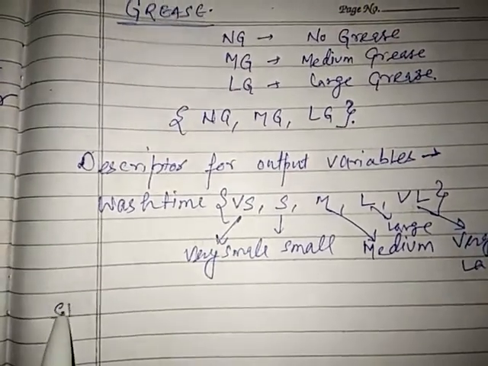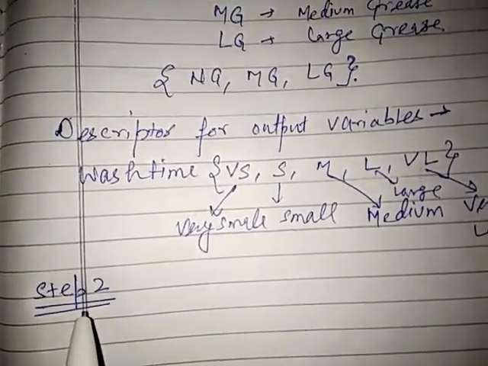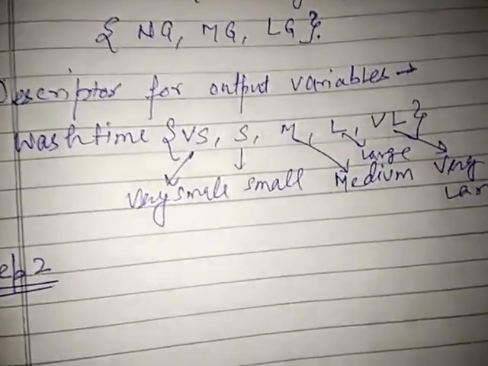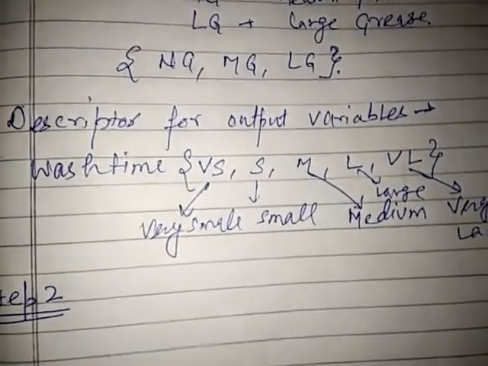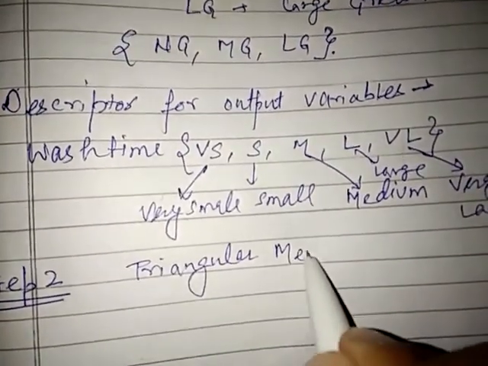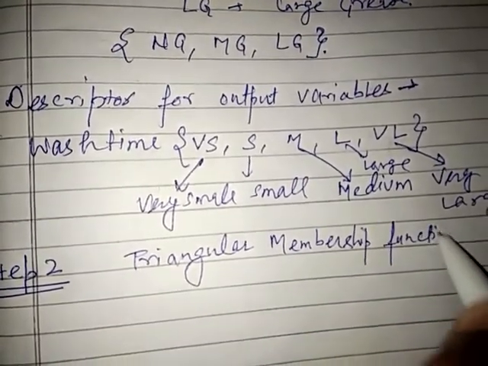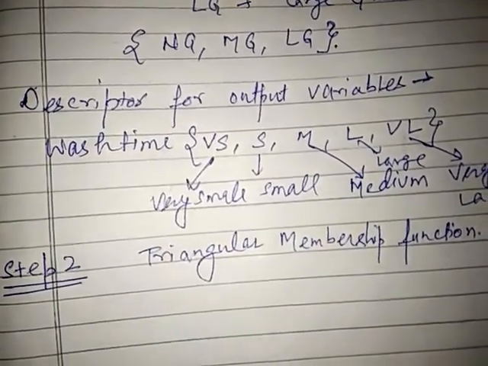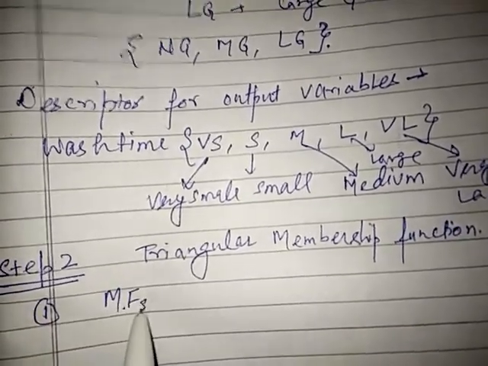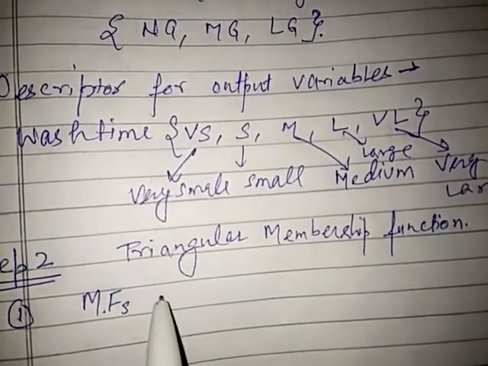Now step 1 is complete. Now we move forward to step 2. In step 2, you have to define the membership functions for each input and output variable. In that particular function, we use the triangular membership functions, and first the membership functions for dirt.